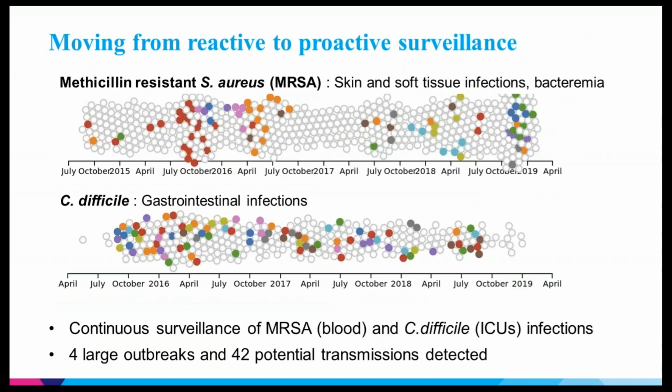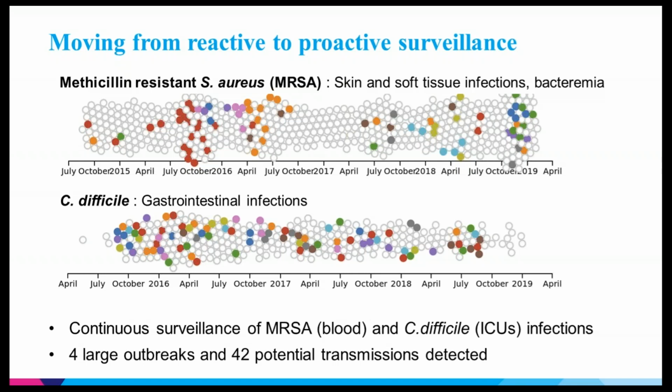Of course, our goal was from the beginning to move beyond this reactive surveillance to much more proactive surveillance. So instead of infection prevention coming to us, can we do prospective, continuous surveillance and actually bring new cases to infection prevention that they were not aware of? So we started to do this kind of surveillance for two different pathogens.